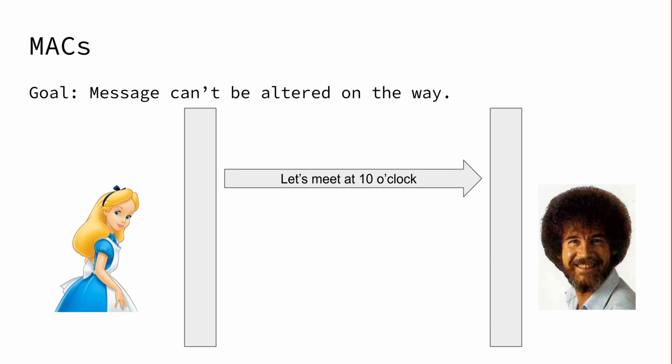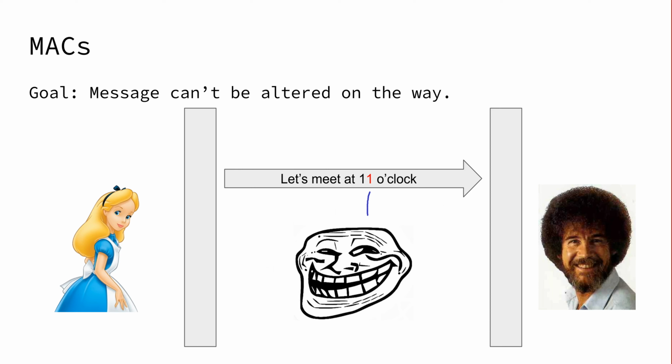Imagine the scenario: Alice wants to tell Bob that they meet at 10 o'clock. Well, now somebody who's just plain evil just alters this information. Now Alice and Bob are desynchronized. Bob thinks something else than Alice, and that's not good. So Alice wants to find a way to send a message to Bob and making sure that it arrives exactly the way she sends it, even though it doesn't have to be secret.